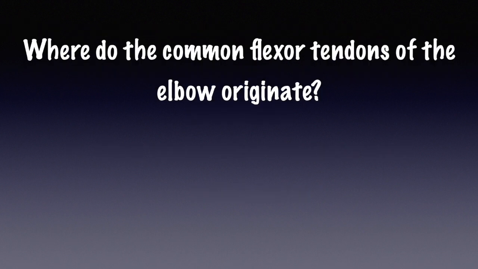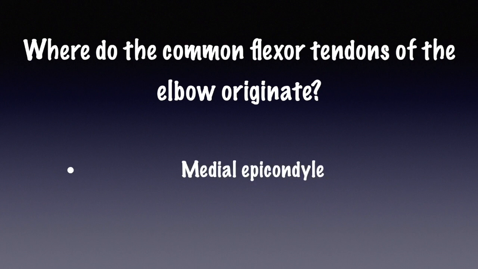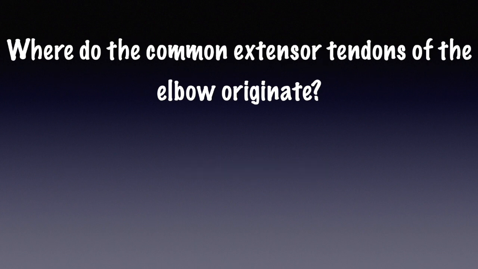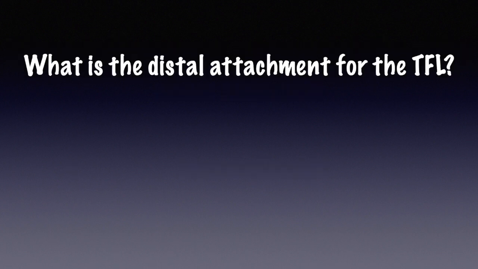Where do the common flexor tendons of the elbow originate? Medial epicondyle. Where do the common extensor tendons of the elbow originate? Lateral epicondyle. What is the distal attachment for the TFL? Iliotibial band.